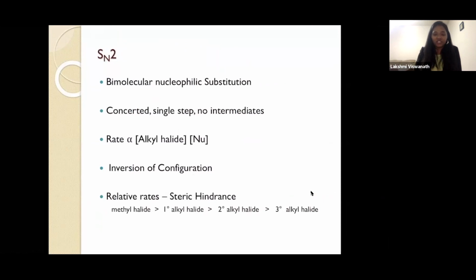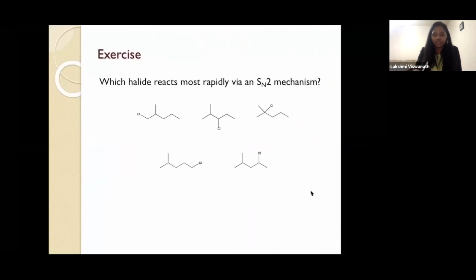So on the whole, the SN2 reaction is a bimolecular nucleophilic substitution reaction, which happens in one single step, and the rate is found to be proportional to the alkyl halide and the nucleophile, and there is an inversion in configuration, and the relative rates are based on the steric hindrance of the alkyl halides. I have two problems for you guys to work on at home.